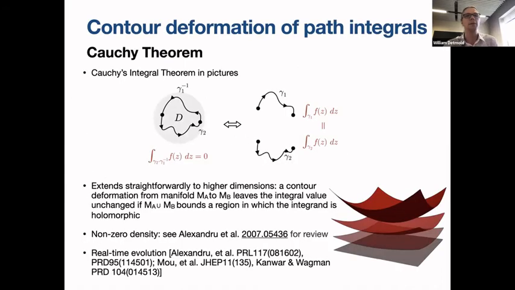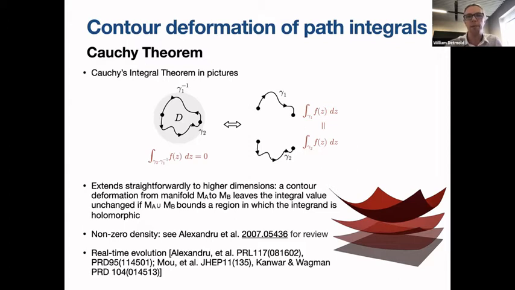Okay, so first thing we need to talk about is Cauchy's theorem. And I'm sure everyone knows this, but we can just think about this in pictures. So if I have 2 contours gamma 1 and gamma 2, then if there are no poles in the region that they bound, then the integral going around those 2 contours is going to be 0.